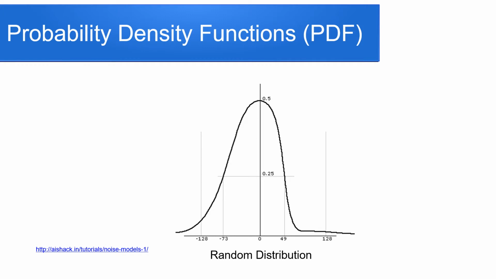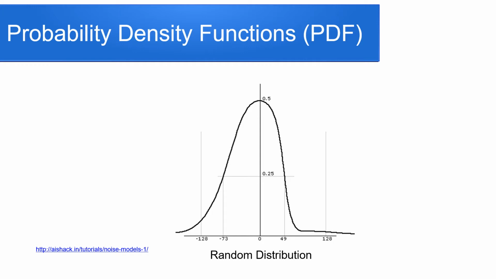Consider the distribution of numbers as shown in the figure here. The vertical axis represents probability and the horizontal axis represents numbers. The probability that a randomly picked number, say x, lies in the range from a to b is equal to the area of the curve between a and b.